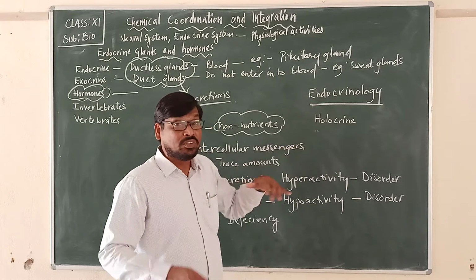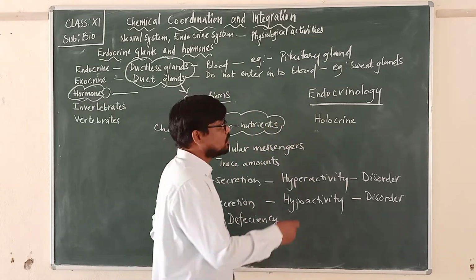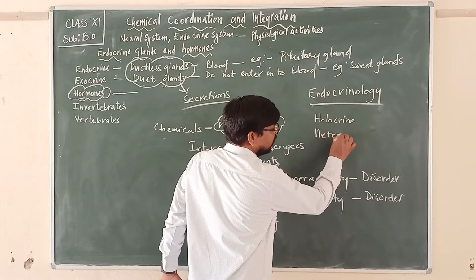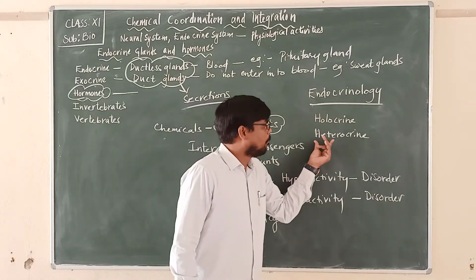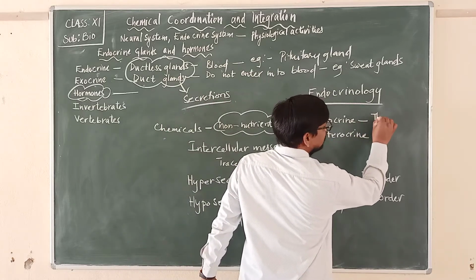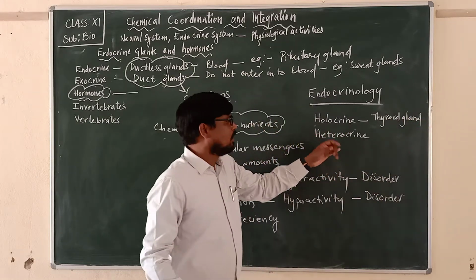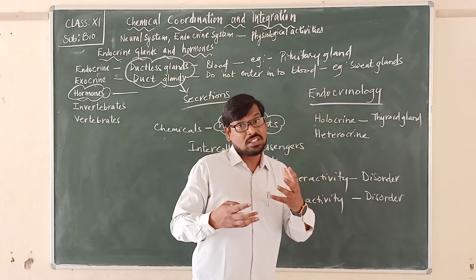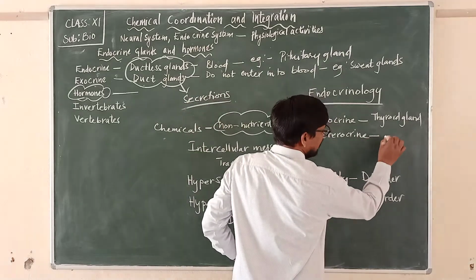Whenever an endocrine gland is producing only hormones, we call it what? Holocrine gland. But if these endocrine glands, along with the hormones, are also producing other secretions, we call such glands what? Heterocrine glands. An example for a holocrine gland is the thyroid gland. But if you are talking about a heterocrine gland, hetero means it is performing a dual role. It is producing hormones and at the same time other secretions also. The best example here is the pancreas.